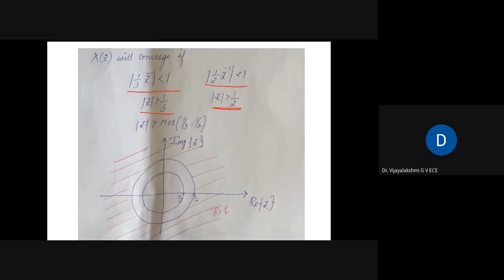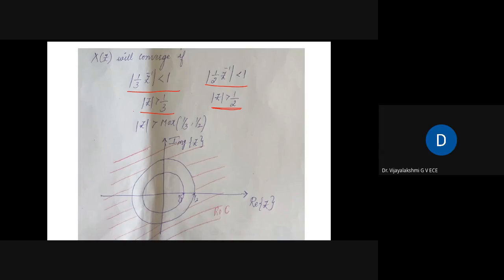Now the problem is, I have two conditions on z. Which one to select? When I define the ROC, I should tell properly what the values of z are for which it will converge. Whether it is all the values of z which are greater than 1 by 3, or all the values of z which are greater than 1 by 2. Which one should I select?